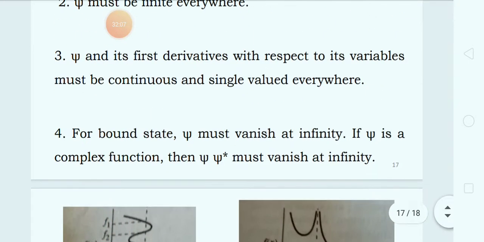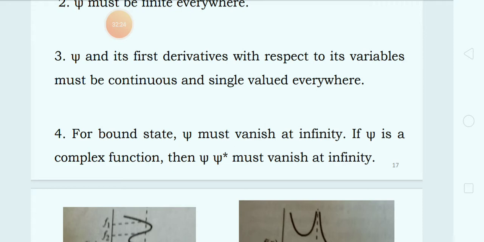And the last point is, for a bound state, the wave function must vanish at infinity. If the wave function is a complex function, then psi star must vanish at infinity.